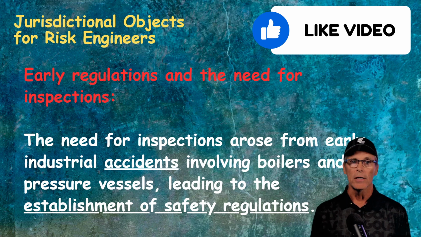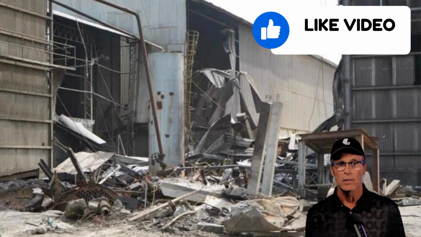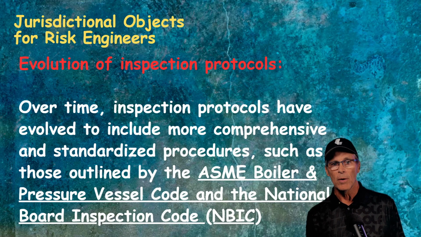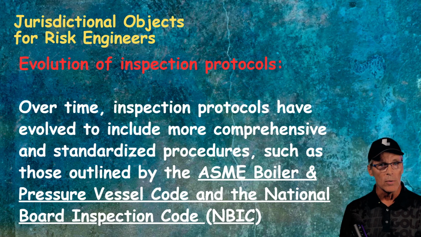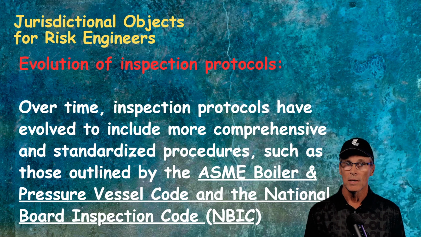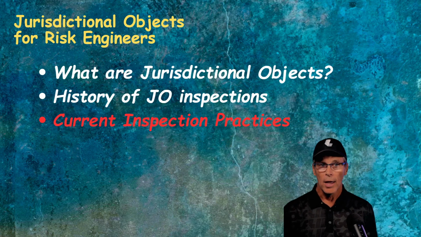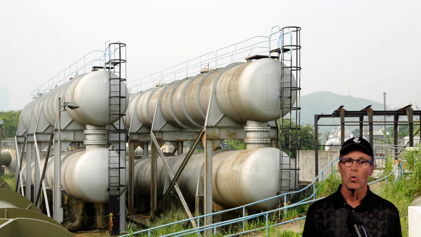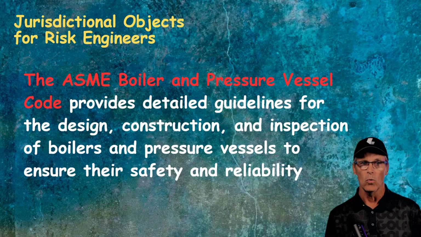We developed safety regulations from these incidents, and we learned lessons, and we put everything together. We came up with the ASME Boiler and Pressure Vessel Code and the National Board Inspection Code, the NBIC. So these are more comprehensive than what we started out with. Let's talk about the current process and current inspection practices. What are we doing? What are we looking for? How does it all work?